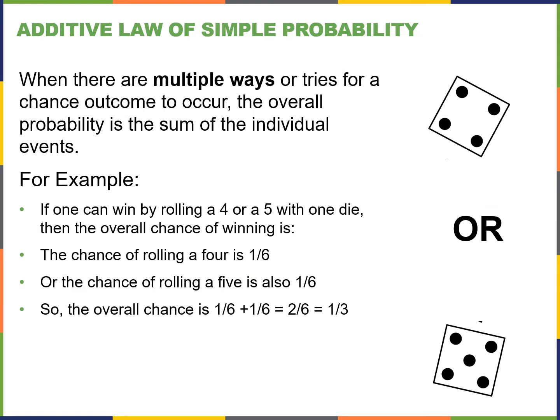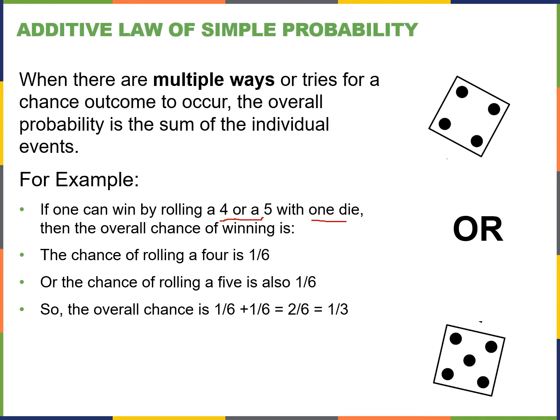So we talked about the multiplicative law of simple probability. Now let's go into the additive law of simple probability. When there are multiple ways or tries for a chance outcome to occur, the overall probability is the sum of the individual events. So let's give this example a try. You want to win a game that you're playing with your friend. You can win this game by rolling either a 4 or a 5 with 1 die. What's your overall chance of winning?